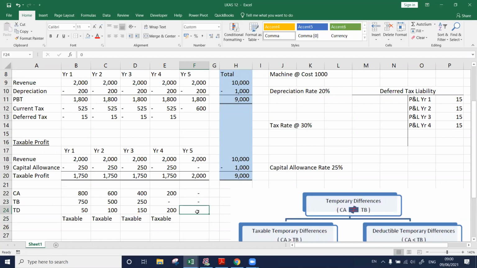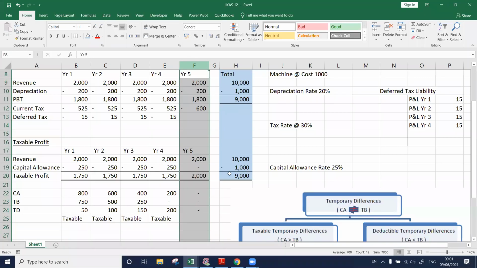Now, what we need to do? Temporary difference into tax rate. 0 into 30%, how much? 0. It means at the end of year 5, the balance of our deferred tax liability account should be 0. To make the balance of this deferred tax liability account 0, what we need to do?